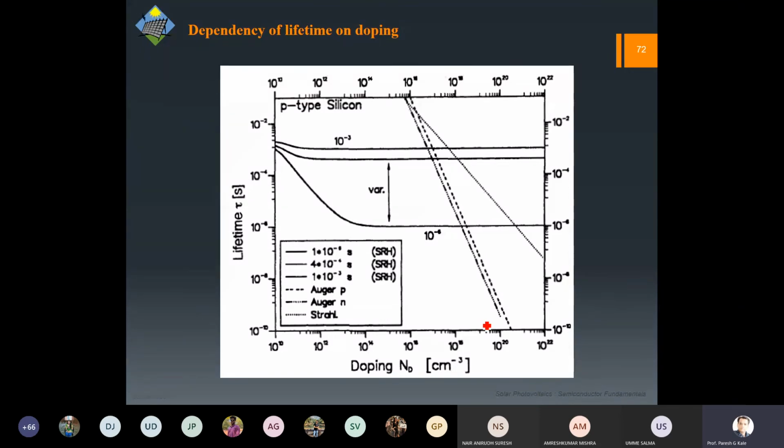Help me here. Holes would be higher, correct? Hello, are you listening? Yes, sir. So holes would be higher, and then electrons would be lower.